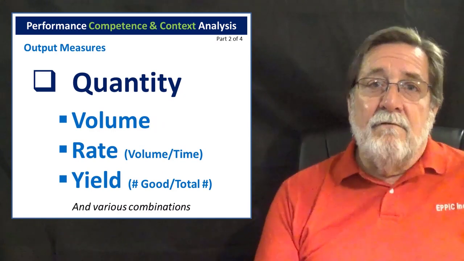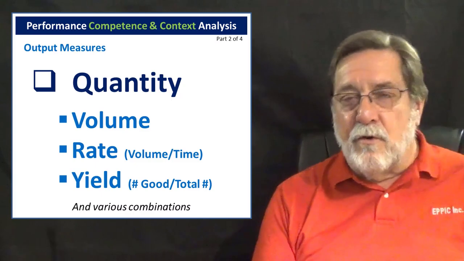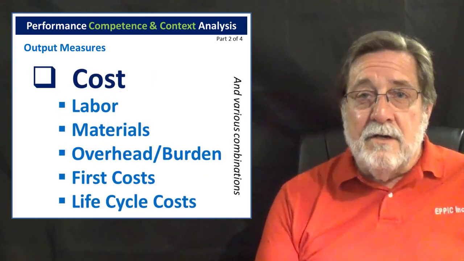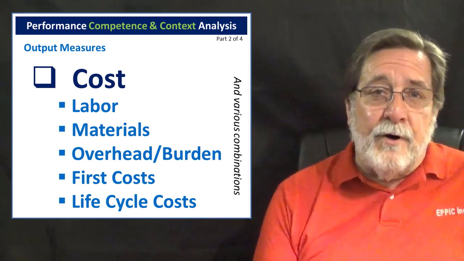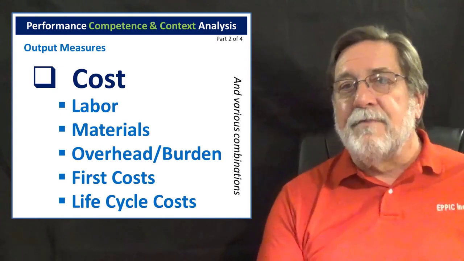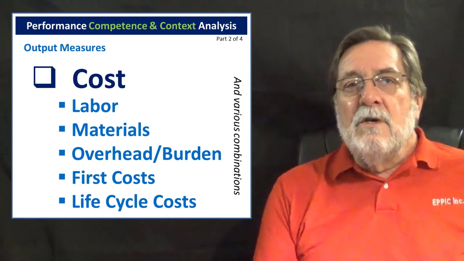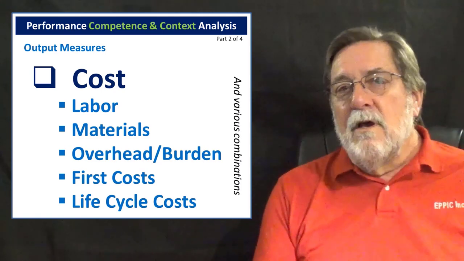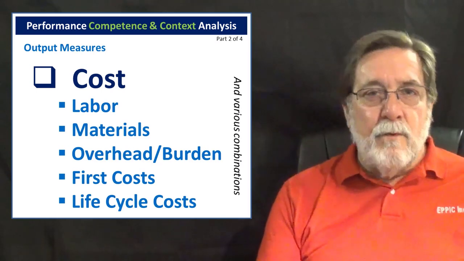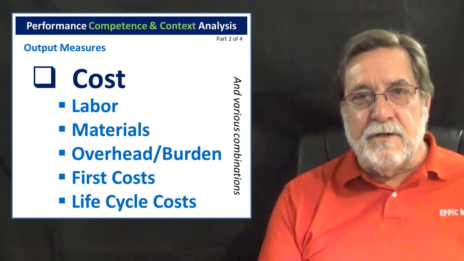Quality can include volume and rate and yield, and of course, combinations of these or other words. Costs can include labor costs, material costs, overhead, sometimes known as burden, where your capital expenditures are amortized over 7 years or something, and then that's all allocated to each and every product that you produce. And the product itself, the output from a process, is carrying an amount of burden or overhead within its cost structure. Again, you need to talk to your finance people to understand this a little better.